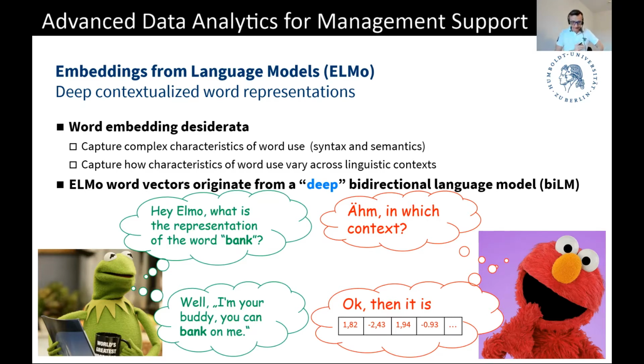ELMo vectors originate from a deep bidirectional language model. So we need to revisit a bit of what we discussed in our two RNN lectures. We have a deep model that is bidirectional. So let's revisit what that means. Depth in the context of a recurrent neural network, and bidirectional.